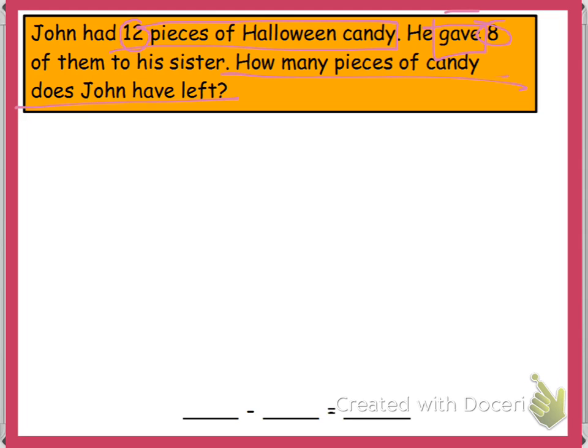So we're going to do our number sentence. We're going to know it's 12, how many he had, minus 8 he gave to his sister, how many he's taking away, equals, we don't know.